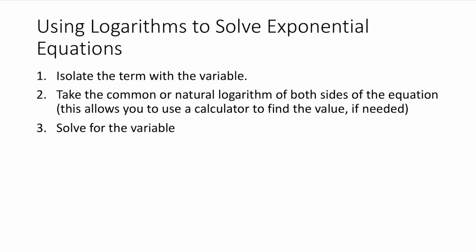So here are going to be our steps that we use when we try to solve these equations. You're going to start off by isolating the term with the variable. So get the variable term by itself on one side of the equal sign. Then you can take the common or natural log of both sides. So this is going to allow you to eventually use a calculator if you need to find the value. And then we're going to solve for the variable.